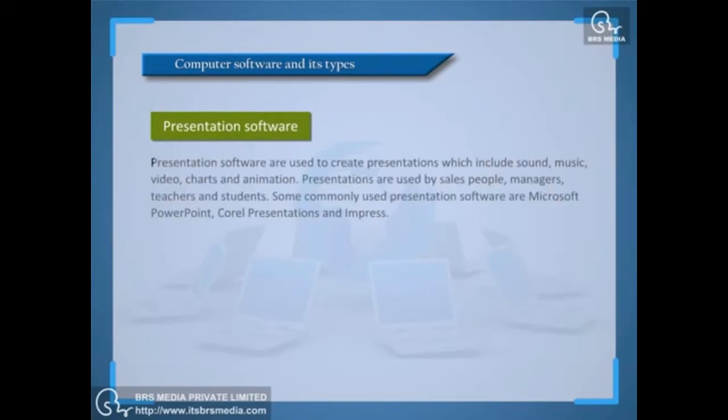Presentation software. Presentation software are used to create presentations which include sound, music, video, charts, and animation. Presentations are used by salespeople, managers, teachers, and students. Some commonly used presentation software are Microsoft PowerPoint, Corel Presentations, and Impress.